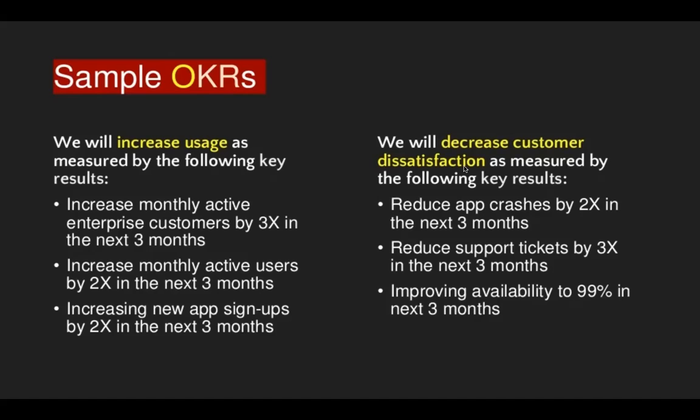Or we want to decrease customer dissatisfaction. So we have what we call CSAT, which is customer satisfaction results or numbers. When you're getting a lot of bad reviews, this is time to look and fix those things. Some of them could be external factors. Some of them are internal, or technical, like reducing the app crashes. The app crashes a lot. People will be in the middle of something and it just crashes. So you want to make sure that you reduce that by 2x in the next 3 months, reduce your support tickets, improve availability. So these are some samples of OKRs that you can work on.